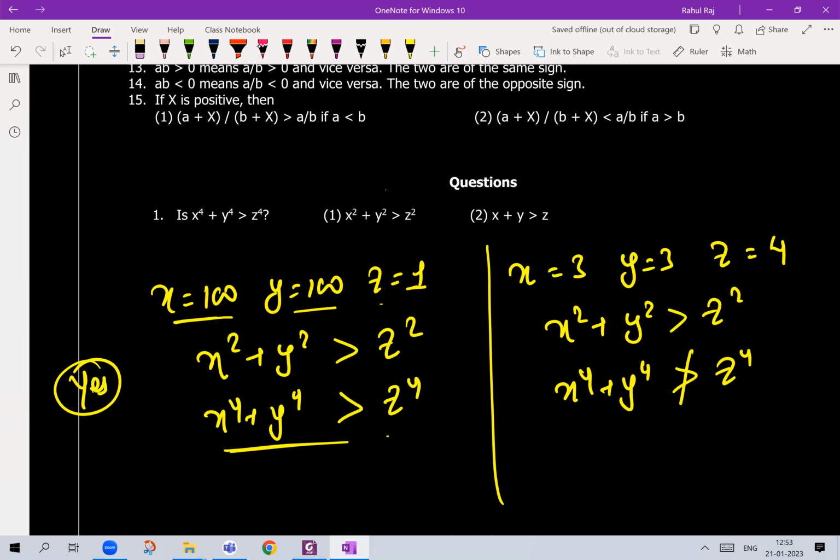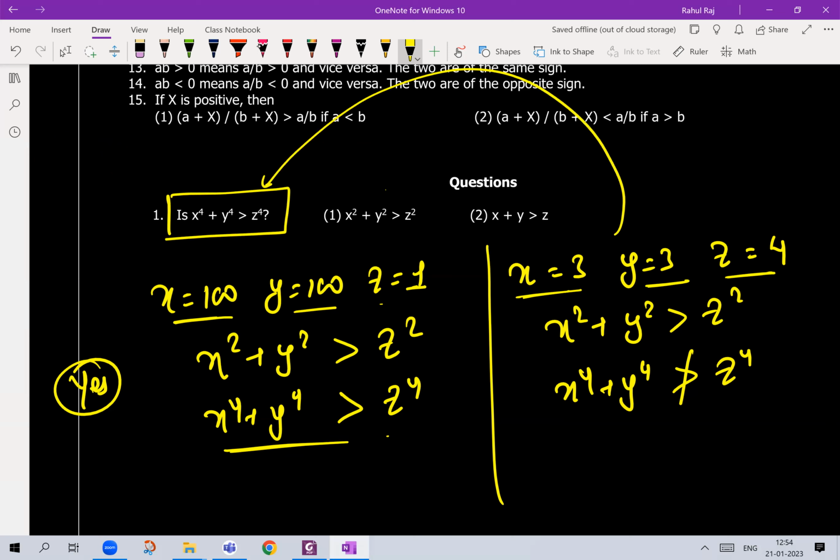Please understand there is no structured way to take the values. The whole point is that whenever you are taking values, you should try and understand how your question is behaving with respect to those values. You are not supposed to take some random value. Now imagine, how did I take the values? I had to prove x^4 plus y^4 greater than z^4.